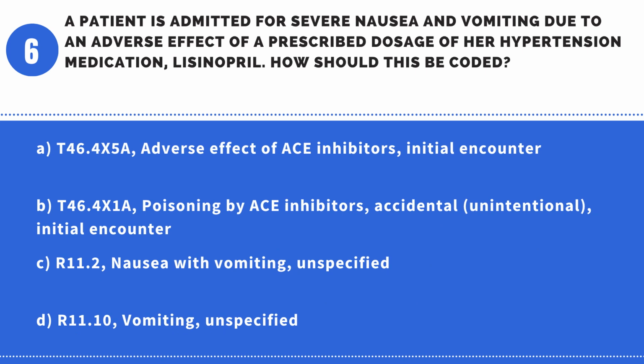Question 6. A patient is admitted for severe nausea and vomiting due to an adverse effect of a prescribed dosage of her hypertension medication, lisinopril. How should this be coded? A. T46.4X5A, adverse effect of ACE inhibitors, initial encounter. B. T46.4X1A, poisoning by ACE inhibitors, accidental, unintentional, initial encounter. C. R11.2, nausea with vomiting, unspecified. D. R11.10, vomiting, unspecified.